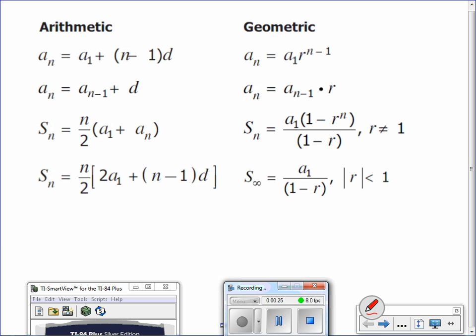So basically, here's what you need for arithmetic. There's your nth term, or if you were looking for a formula for what's going on, and here's the sum. The other two are useful, but you can get by with just knowing these two and knowing how to use them, which we've done in class.